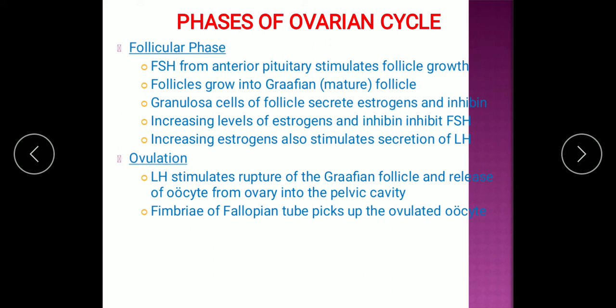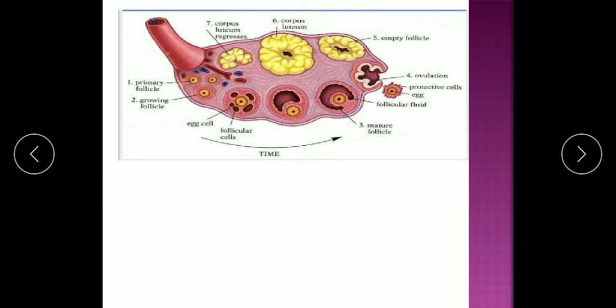A mature follicle, or Graafian follicle, ruptures and releases the oocyte from the ovary. The ovum or oocyte released from the ovary is called ovulation. In the pelvic cavity are the fallopian tubes. The fallopian tube is the oviduct, or fertilization tube. The oviduct picks up the ovulated oocyte. This is the diagrammatic view of ovulation.